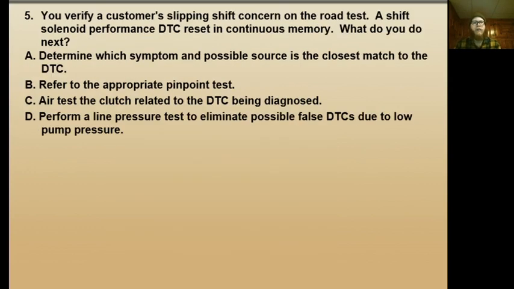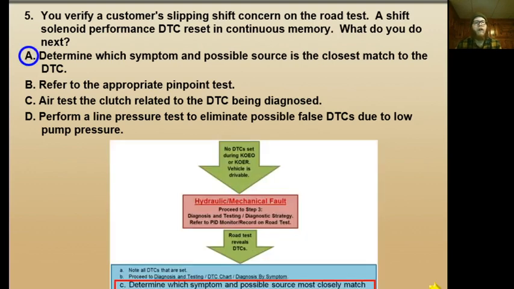You verify a customer's slipping shift concern on the road test, and a shift solenoid performance DTC is reset in continuous memory. What do you do next? All right, so the idea they're trying to pass to us here is that the solenoid DTC is a performance-based DTC. That specifically references the fact that when commanded, there was not the expected change. It's not picking up an electrical issue. It's looking for an actual mechanical failure. Something's not happening. Determine which symptom and possible source is closest matched to the DTC.